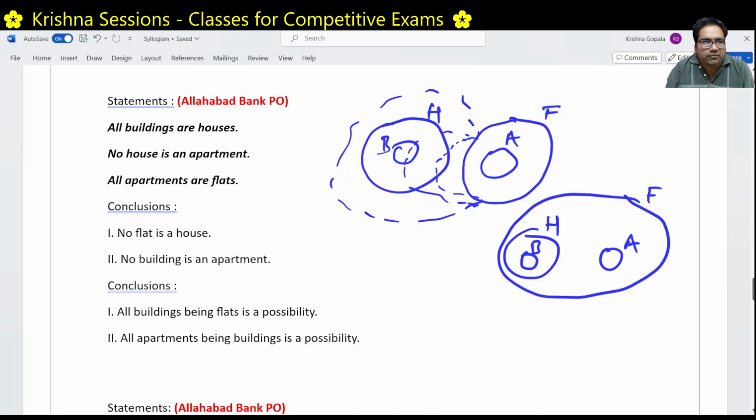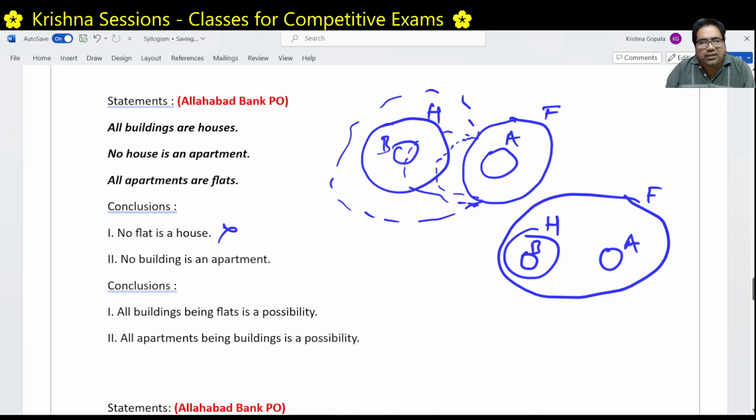We can draw this diagram, right? No flat is a house is not always right, because we can always draw the flats in such a way that some part of the houses come inside flats. We can draw this diagram also. We can draw even the bigger diagram, like this. In all the three cases, some houses can be flats or some flats can be houses. So this is wrong.